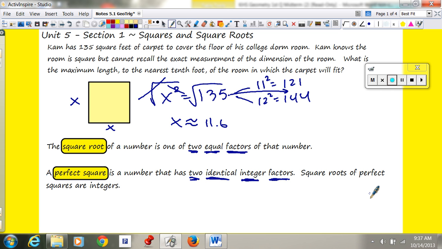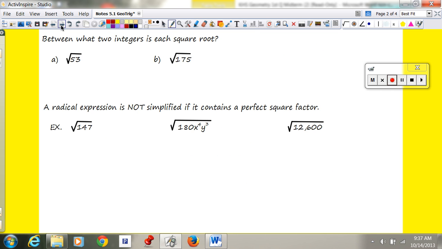All right, so we want to practice a couple of things that you're going to need to do for square roots. So here's just some example problems. The first one says, between what two integers is each square root? Kind of like what we just did a second ago. 53, let's see, 7 squared would be 49. And 8 squared would be 64, right? So 53 is between those two. So if you had to estimate what you think radical 53 is, about how much do you think radical 53 would be?